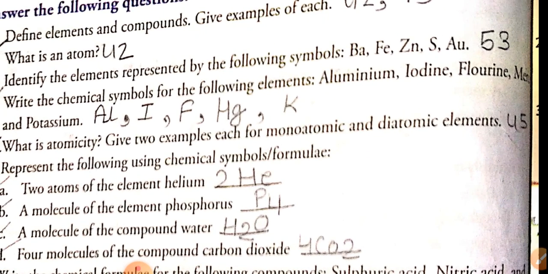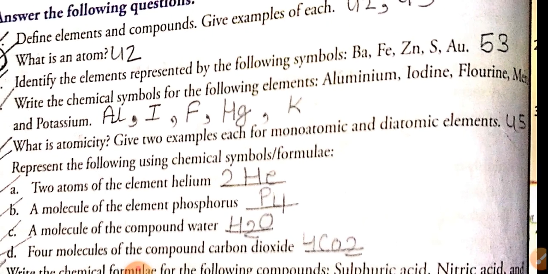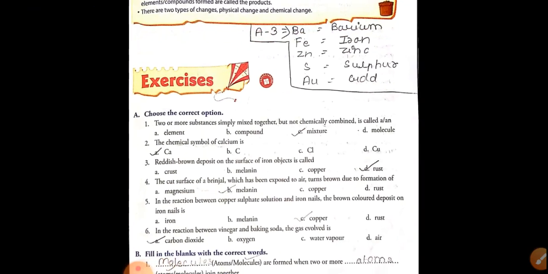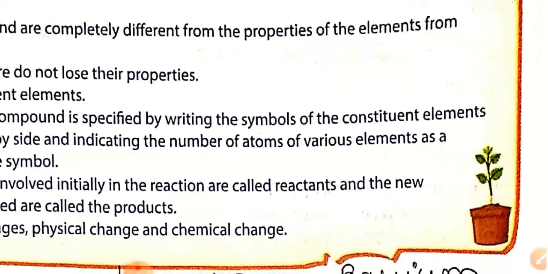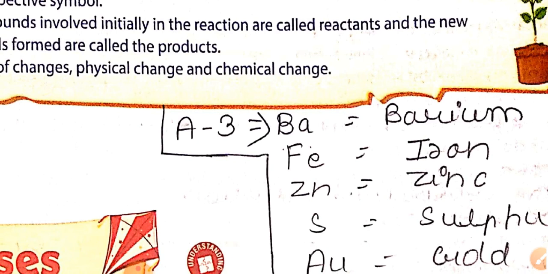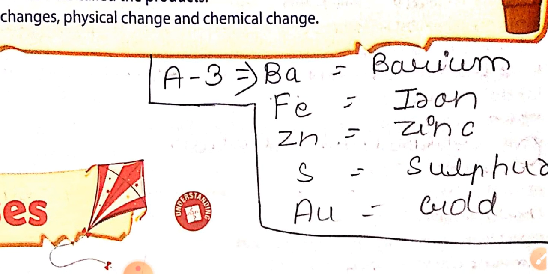Identify the elements represented by the chemical symbol. So, answer number third is given here. You can write from here. Ba barium, Fe iron, Zn zinc, S sulfur, Au gold. This is your answer number third. Next, answer number fourth.